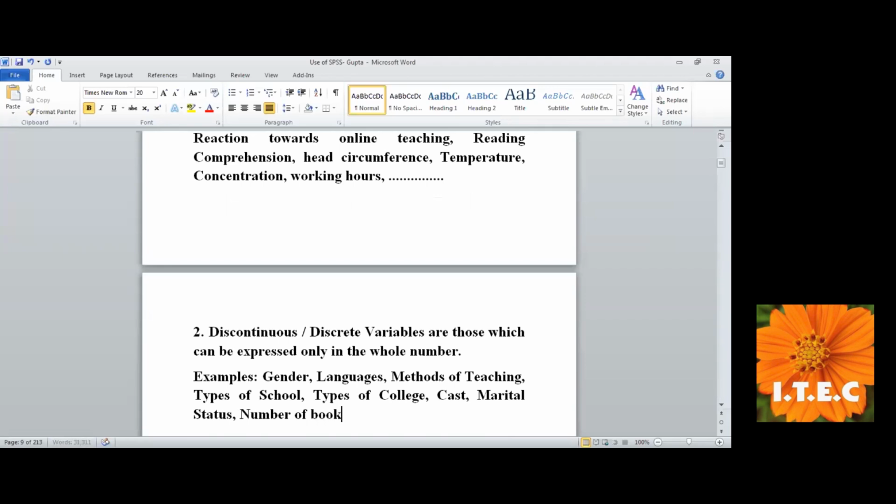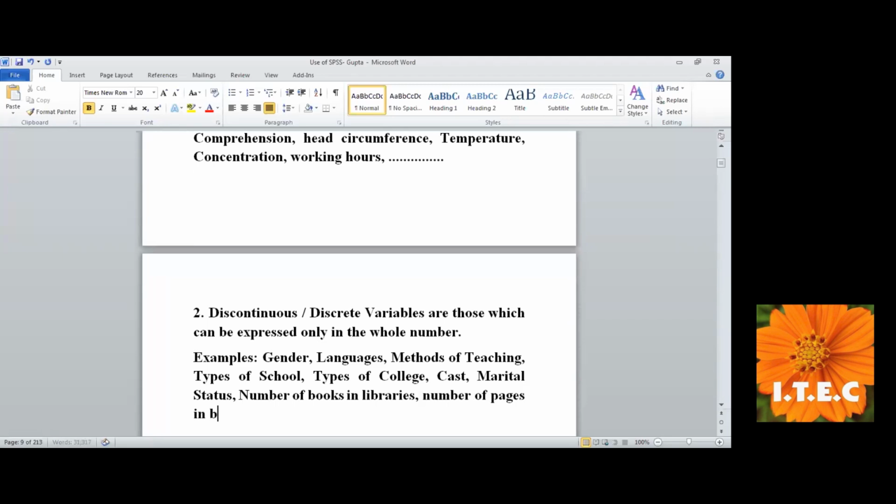number of books in libraries, number of pages in books, number of words per line, types of vegetable, types of car, subjects.